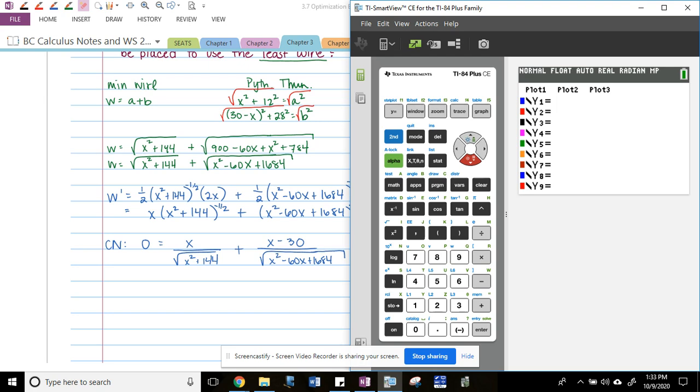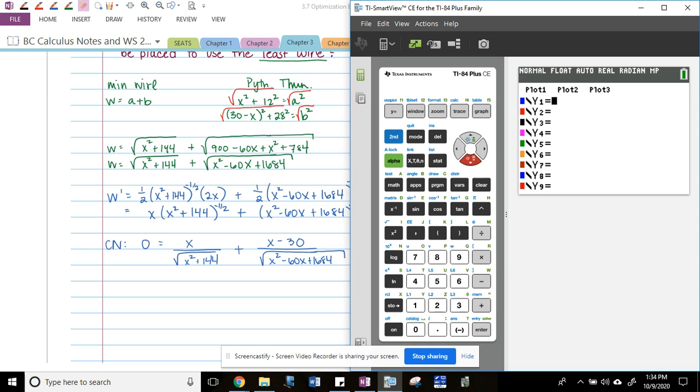So I want to know, when is this equal to 0? When is it undefined? Side note, is x squared plus 144 ever going to be 0 or negative? No, so there's no undefined point from there. And x squared minus 60x plus 1,684, I'm going to guess, in interest of time, that this is always positive, but you could verify that by typing it into your calculator and just seeing how it comes out. Like, is it ever hitting the x-axis, or find the vertex of it, whatever.